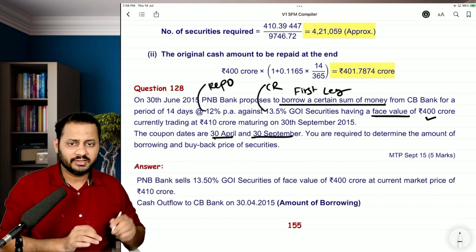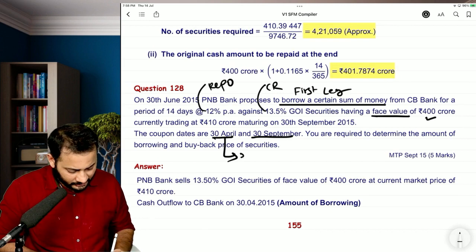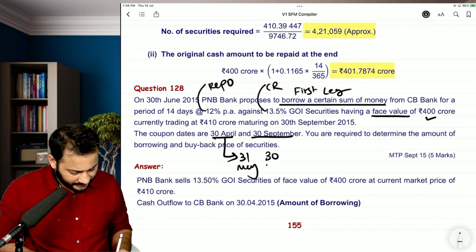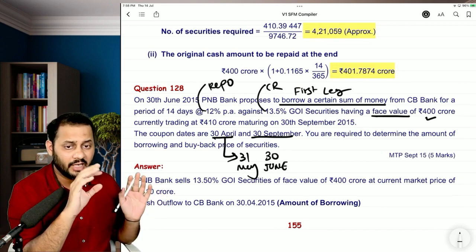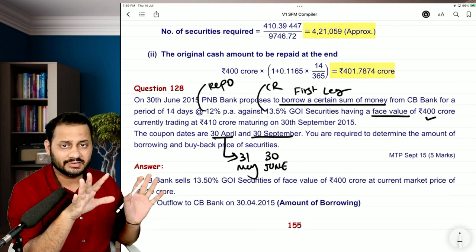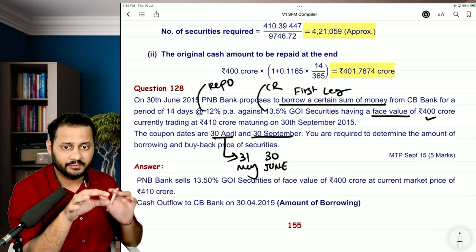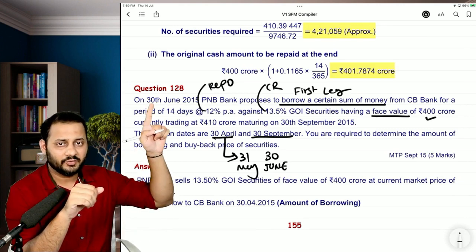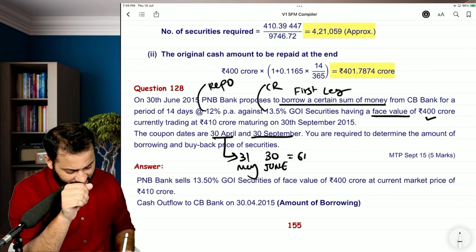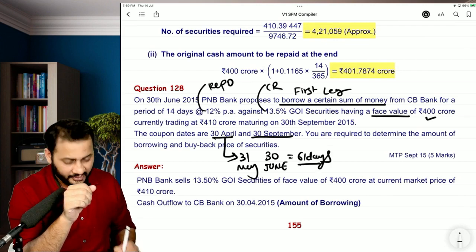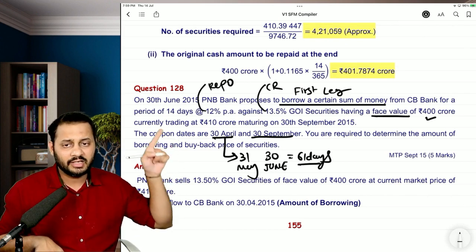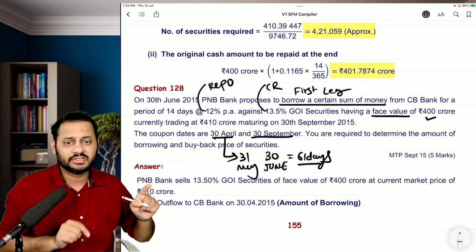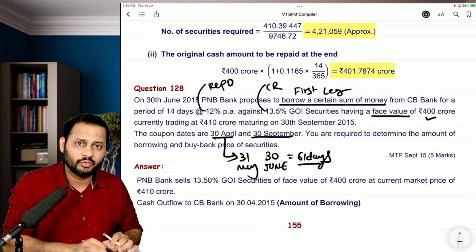Now you can clearly see after April, 31 days of May and 30 days of June has already become the past, or we can say that has already gone. So we are standing right now at 30th June. That means 61 days interest is accrued. The last interest paid was on 30th April and now we are on 30th June. That means 61 days accrued interest has to be calculated.